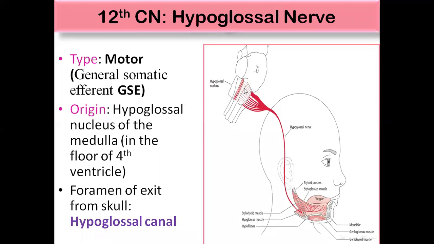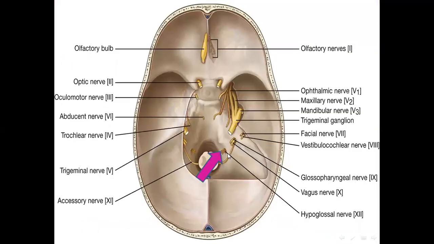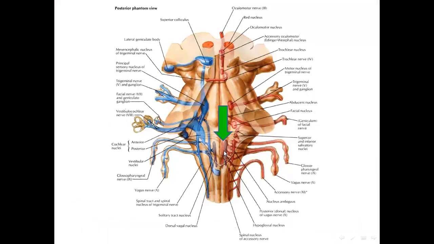Now, when you see the nuclei of the hypoglossal, that is the 12th cranial nerve, it is a motor nerve where we have general somatic efferent nuclei. The hypoglossal nucleus is situated in the medulla oblongata in the floor of the fourth ventricle. It comes out through the skull bone through the hypoglossal canal, which I have just shown you. This is the hypoglossal canal, and this is the hypoglossal nerve nucleus, which you can see.